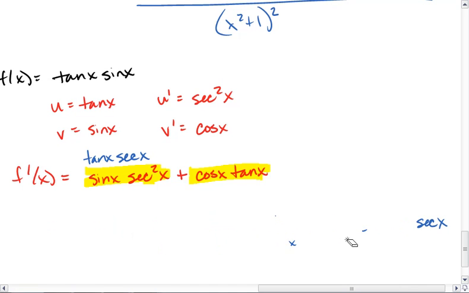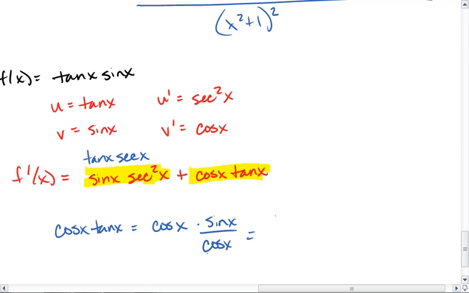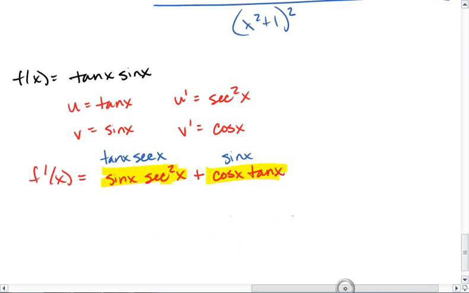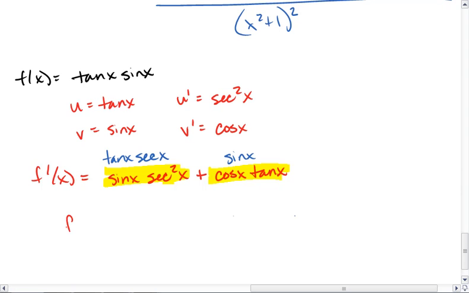Let's look at the second highlighted form. I have cosine x tan x, but we know that tan x is the same as sine x over cosine x. Cosines cancel, leaving me with sine x. Thus, I see that f prime of x is actually sine x plus tan x secant x.